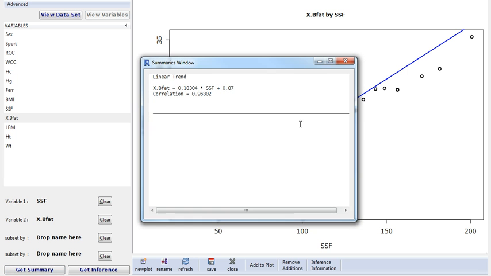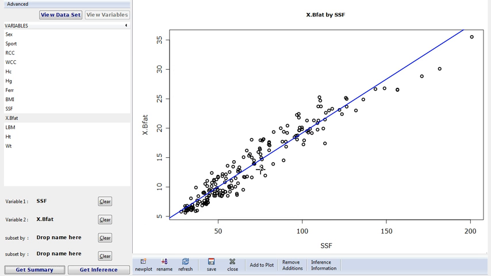And if I get the summary, I've got a reasonably good equation there, which begins to make sense that the percentage of body fat isn't zero when the sum of skin folds is zero, and that does kind of make sense. So I'm relatively happy with that.